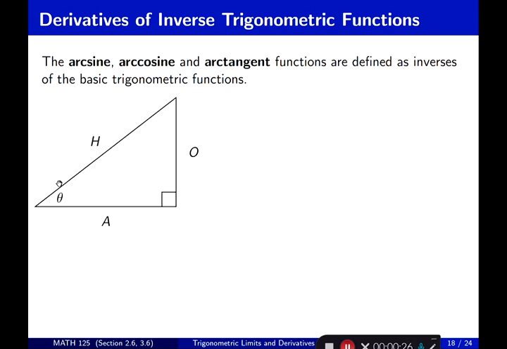So let's see, this is a right triangle. Theta is this angle. The ratio opposite over hypotenuse is the sine of theta. Adjacent over hypotenuse is the cosine of theta. And opposite over adjacent is the tangent of theta.